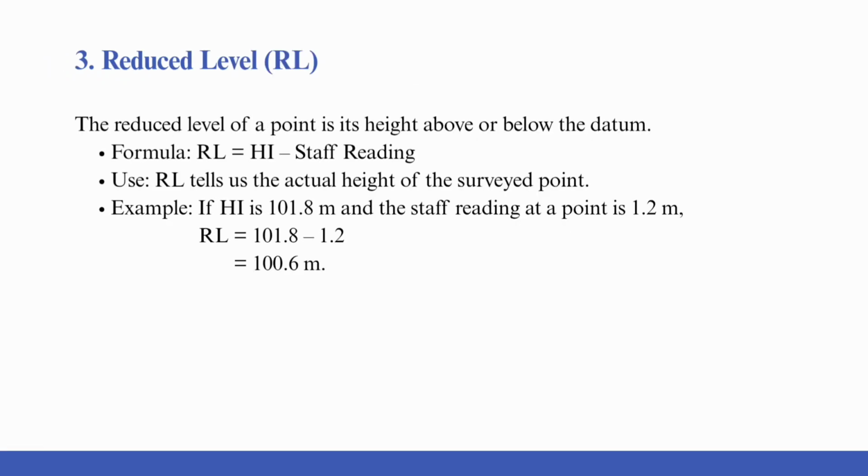Now the next is reduced level, we can say RL. The reduced level of a point is its height above or below the datum line, and the formula for calculating the reduced level is equal to height of instrument minus staff reading. For example, if HI is 101.8 meters and the staff reading at a point is 1.2 meters, then the reduced level is equal to height of instrument minus staff reading at that particular point. Here that reading is given as 1.2. So the reduced level is 106 meters. This is the example to calculate the reduced level. The reduced level actually tells us the height of that particular point.